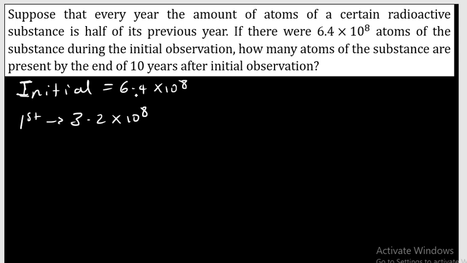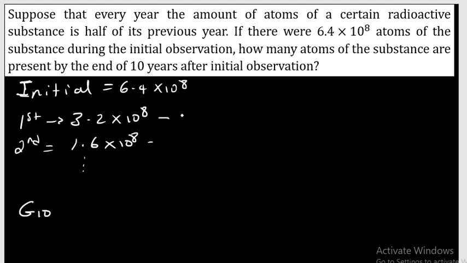You can divide by 2. When you do 6.4 over 2, this will be 3.2. The 10 the power of 8 will remain as it is. At the end of the second year, again half, it's going to be 1.6 times 10 the power of 8. And then we are asked at the end of the 10th year, means we are asked G10.